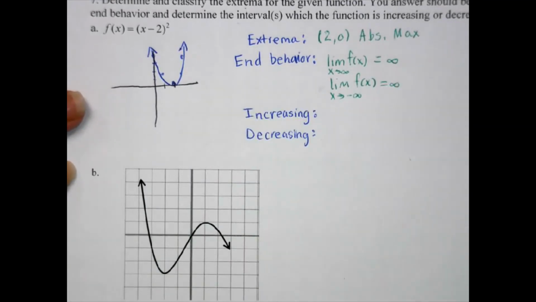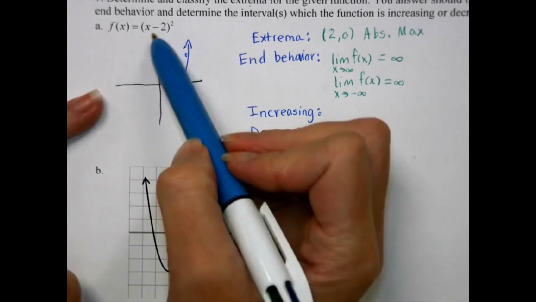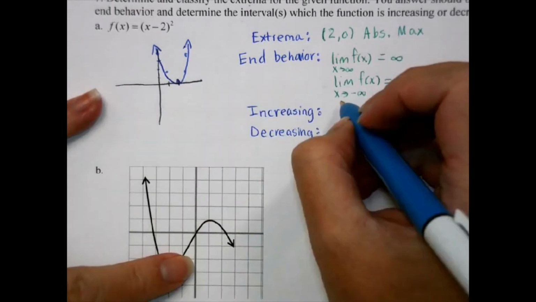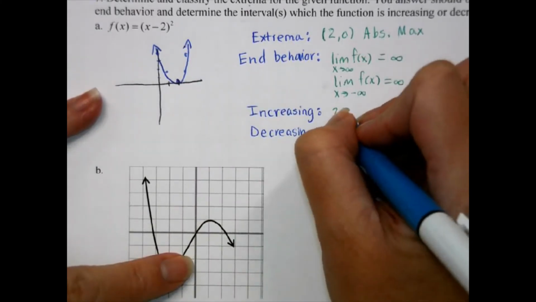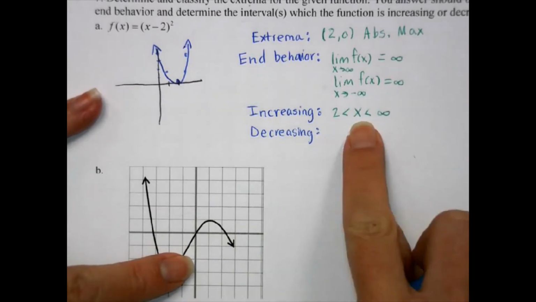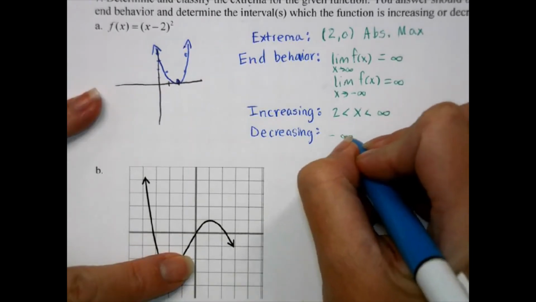Increasing and decreasing. So this graph, at first glance, you want to say it's always increasing because the arrows are going up. But remember, we're always reading it from this direction to this direction, so it goes down, then goes up. So it's increasing from 2 to infinity, or you can just say x is greater than 2, and it's decreasing from -infinity to 2.